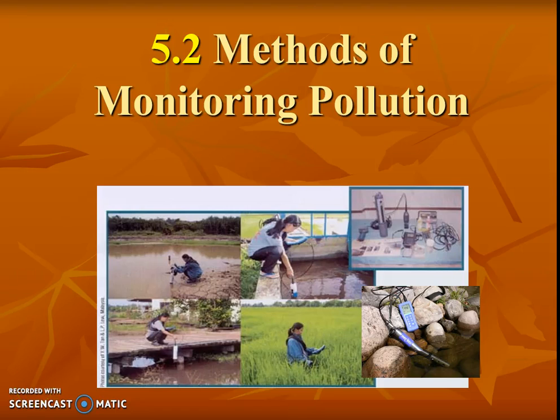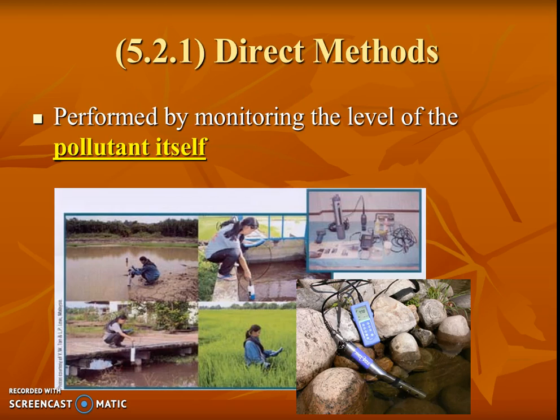IB Environmental students, today we're going to be talking about the different methods of monitoring pollution. Some of the methods can be direct methods. Those are actually measuring the pollutant itself. This can be done by test strips or by probes. If I'm measuring the nitrate levels, I'd actually measure the nitrate levels. If I want to measure the acidity, I'd measure the pH level and so forth. So direct measurements are measuring the actual pollutant.